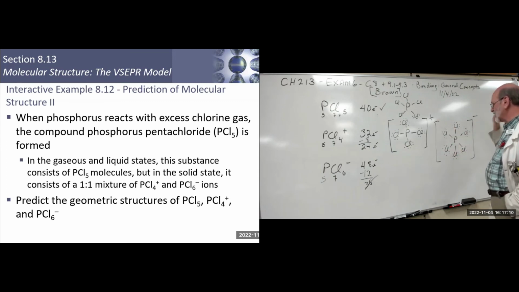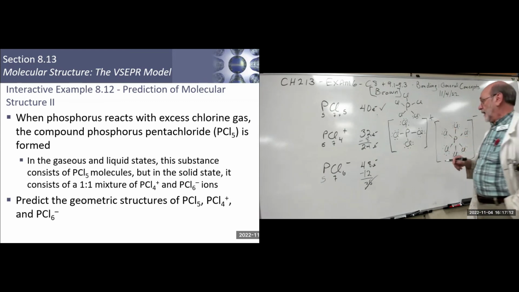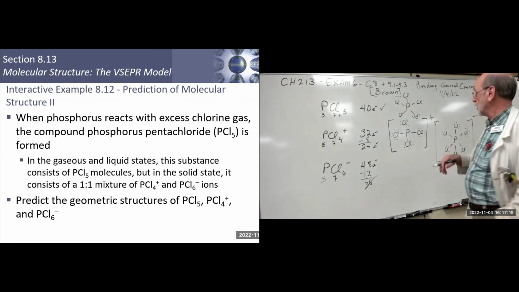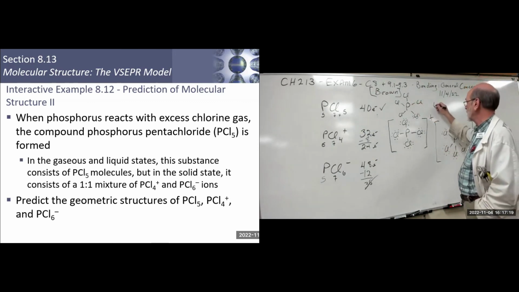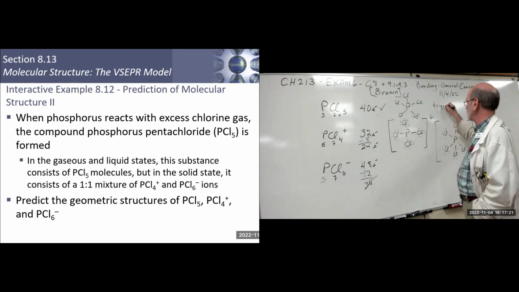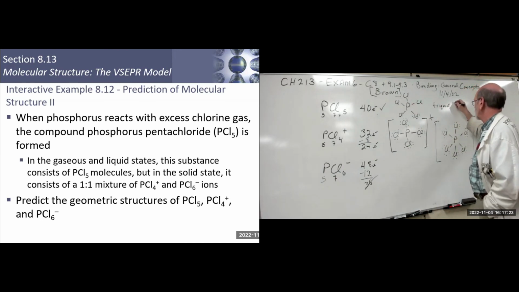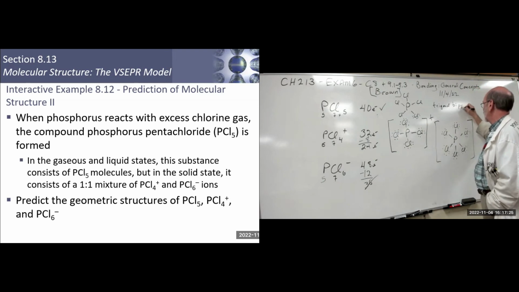And this is a negative ion. Okay, what are the structures? Well, let's see, we've got 5 here around the central atom. That means what? Trigonal bipyramid.